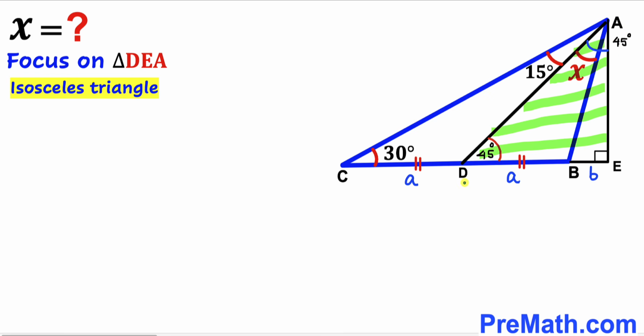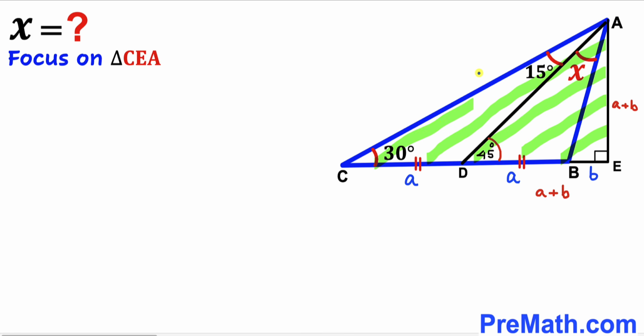Now let's make an observation. We can see this segment DE is going to be a plus b, the sum of these two individual segments. Then this segment AE is going to be a plus b as well. This time we are going to focus on this big right triangle CEA. Now let's focus on this side CE, that is going to be a plus a plus b, which gives us 2a plus b.